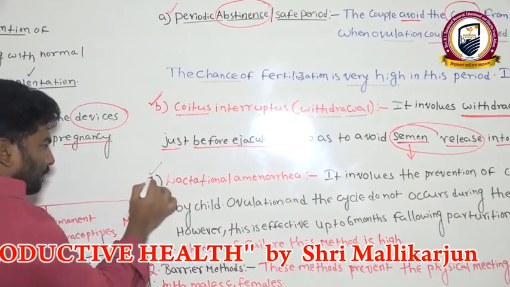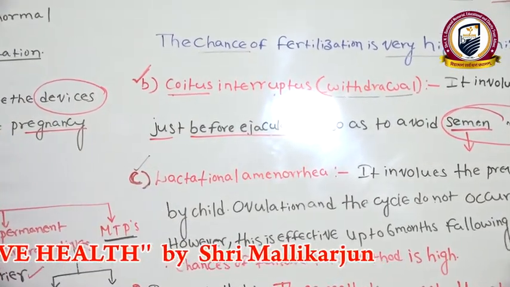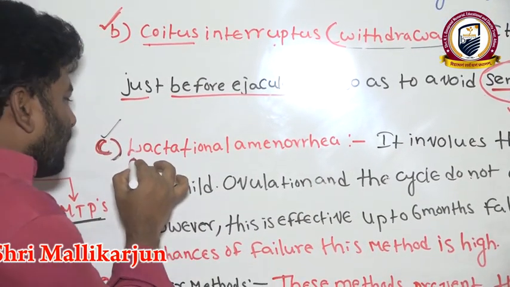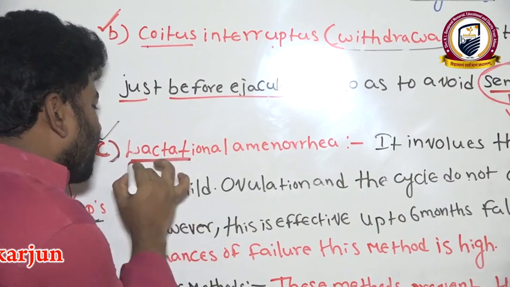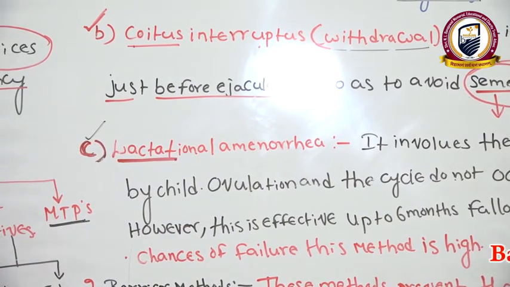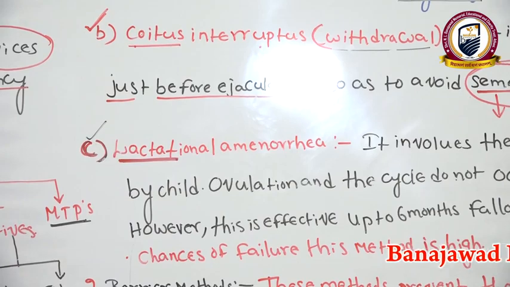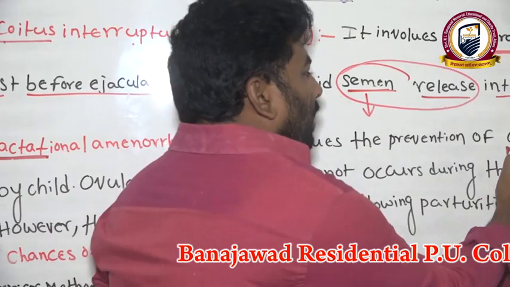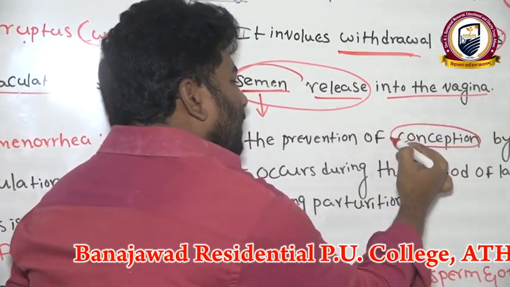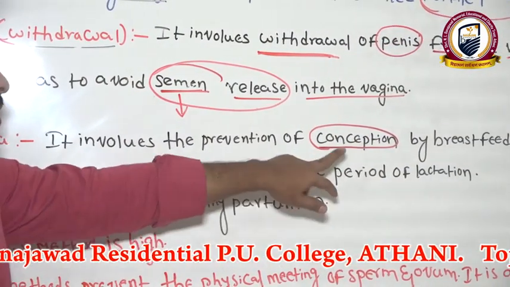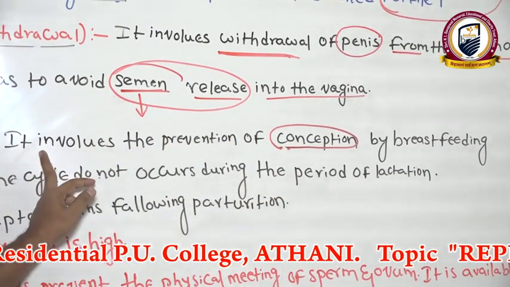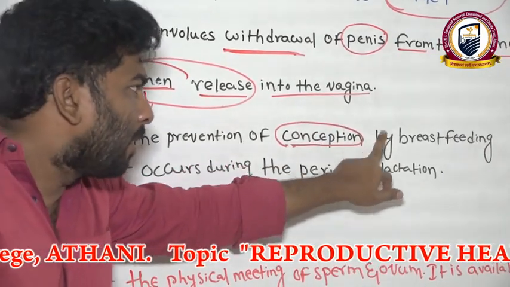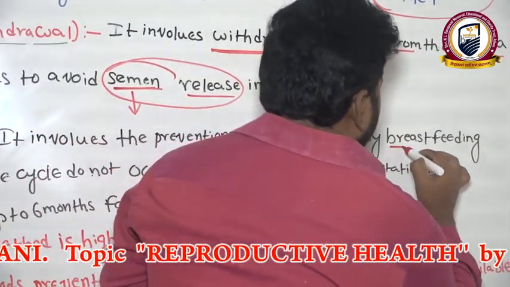Clear? Now we'll go for the third method, that is lactational amenorrhea. Lactational amenorrhea, you know that very well, relates to lactation. Lactation means the milk secreting period. In this period, it involves the prevention of conception. What is meant by conception? Conception is nothing but pregnancy. It involves the prevention of conception, or prevention of pregnancy, by breastfeeding by the child.